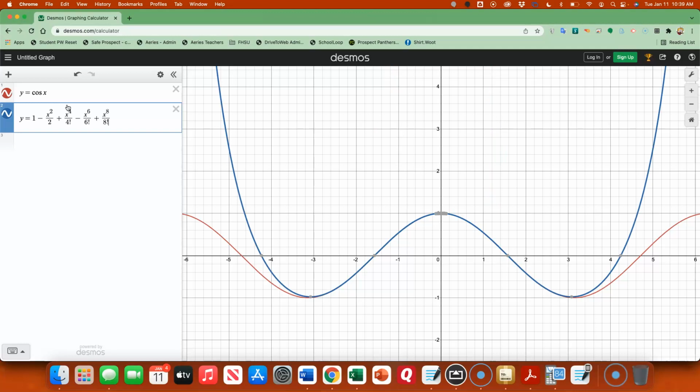So as long as we're close to where we're centered at, it's pretty good. That is not bad at all. That's what a Taylor polynomial does. A Taylor polynomial gives you a polynomial that approximates some other function for values close to x equals c.